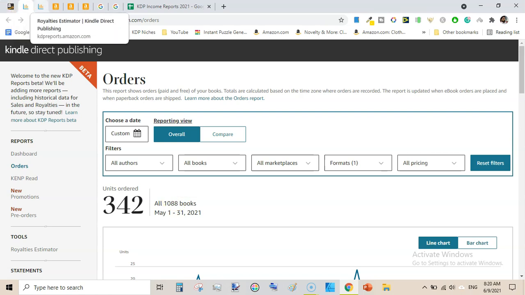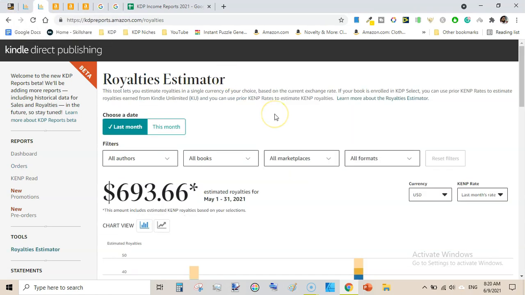So next comes the income. So this is the last month, May 1st to May 31st. I have made $693.66. So this is higher than the last month. It may be because I have ran more ads during the month of May as compared to the month of April. So let's have a look at our costs, that is the advertising costs.